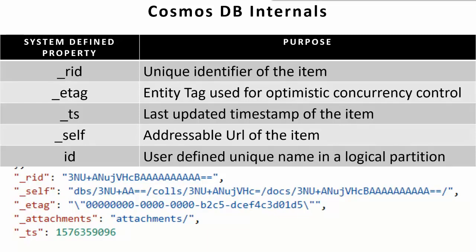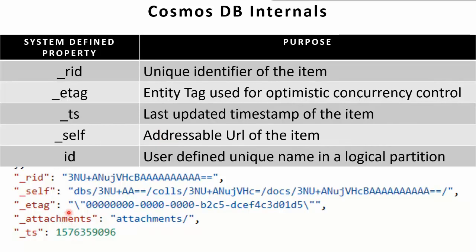Underscore _etag is mostly used for optimistic concurrency. And we have the timestamp, which is the _ts. _self is a very interesting one here. When you look at the _self, and if you use the REST API, that's probably going to make more sense to you.